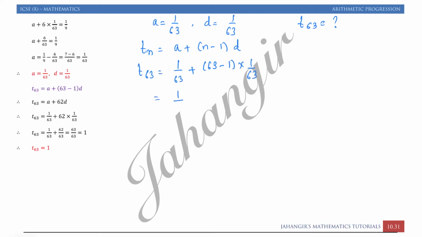So I can write 1 by 63 plus 63 minus 1, which is 62, into 1 upon 63. So 1 by 63 plus 62 by 63 is equal to 63 by 63, which is equal to 1. So therefore T63 is 1. Hope you understood. This was quite a simple question.